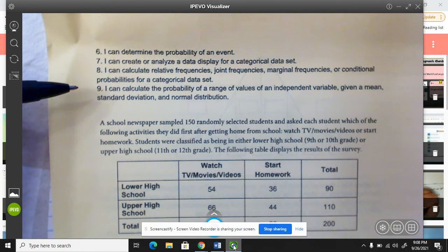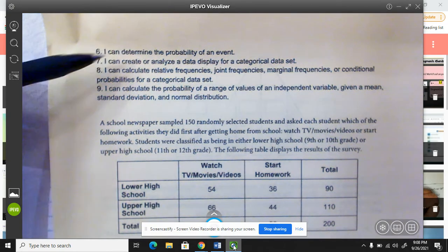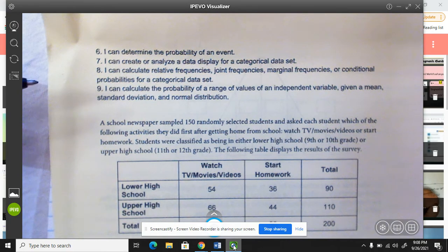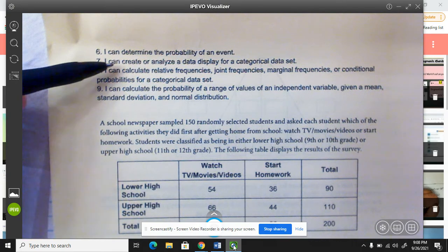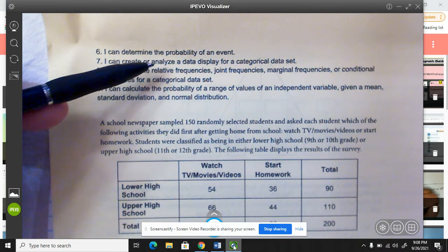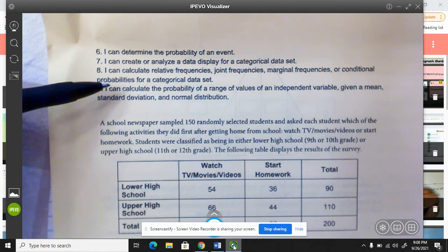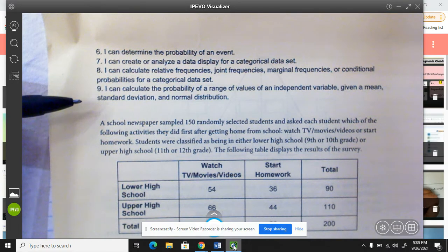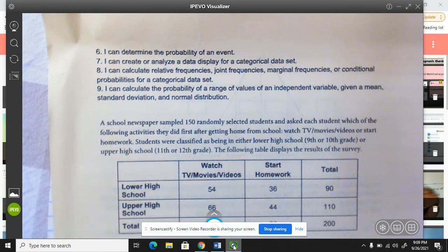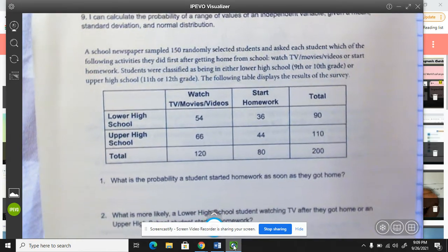I can determine the probability of an event. And the biggest thing there is the possible outcomes divided by the total outcomes. I can create or analyze a data display for a categorical data set. I can calculate relative frequencies, joint frequencies, marginal frequencies, or conditional probabilities for a categorical data set. And I can calculate the probability of a range of values of an independent variable given a mean, standard deviation, and normal distribution. So there was a mistake on this.